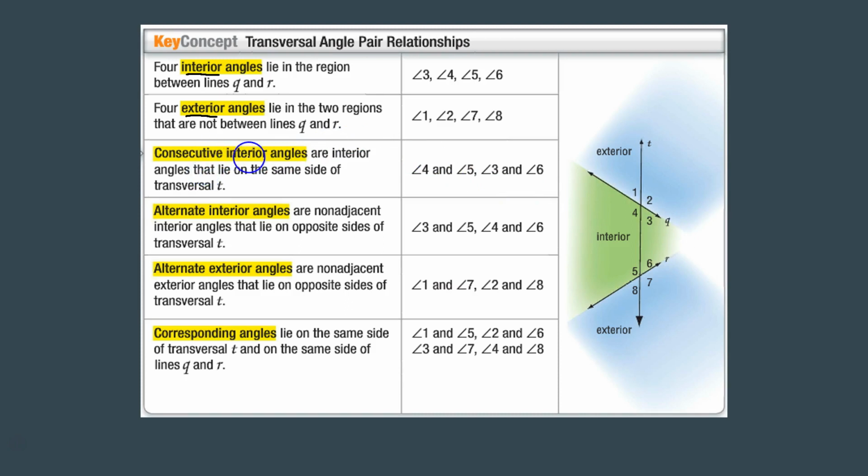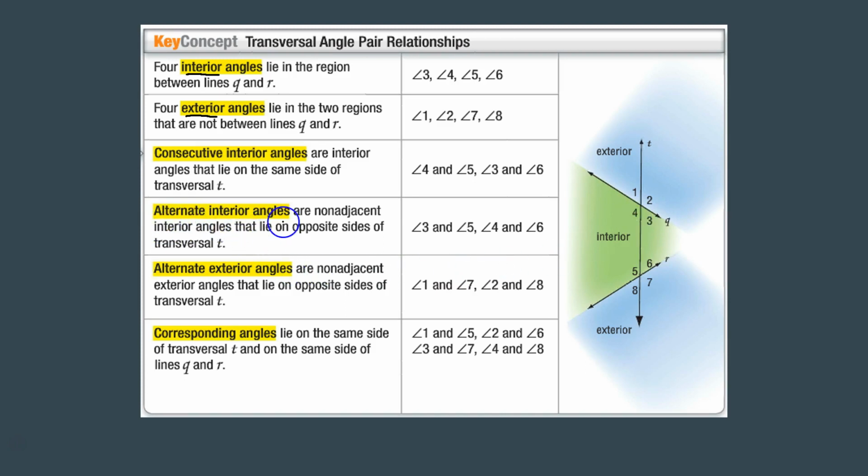Then we have consecutive interior angles. And as you see here, are interior angles that lie on the same side as the transversal T. The transversal is just talking about the line that intersects these other two lines here. So in our case, we have angle 4 and angle 5, and we also have angle 3 and angle 6, which are consecutive interior angles. They are on the same side and they are interior angles as well.